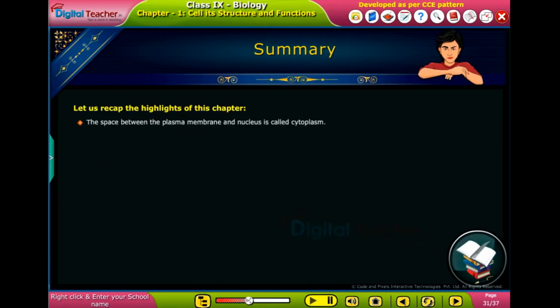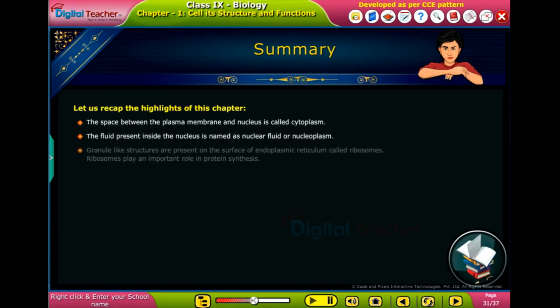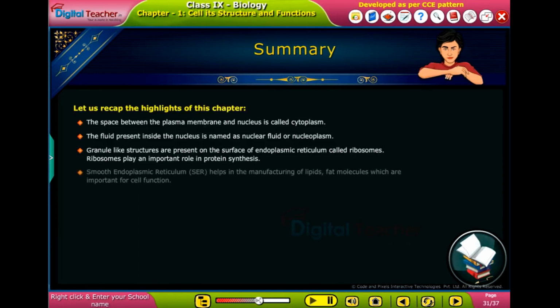The space between the plasma membrane and nucleus is called cytoplasm. The fluid present inside the nucleus is named as nuclear fluid or nucleoplasm. Granule-like structures are present on the surface of endoplasmic reticulum called ribosomes. Ribosomes play an important role in protein synthesis. Smooth endoplasmic reticulum (SER) helps in manufacturing of lipids, fat molecules which are important for cell function.